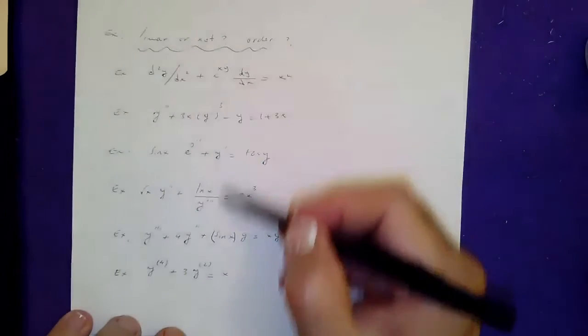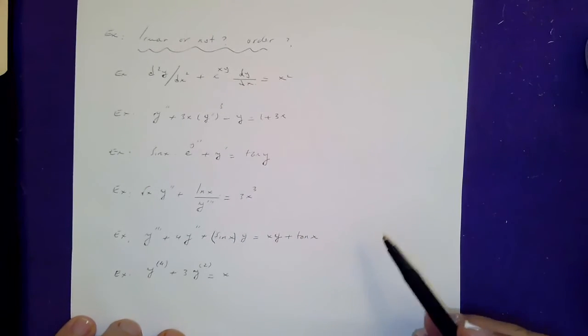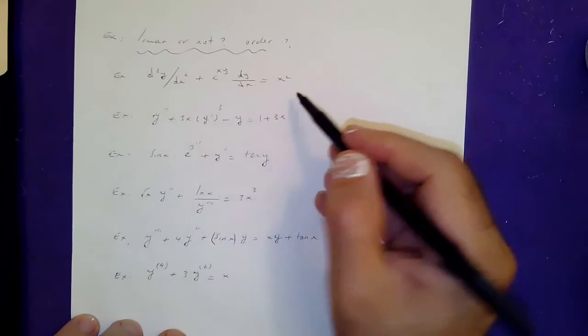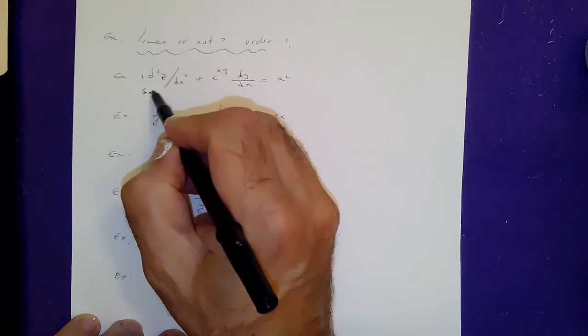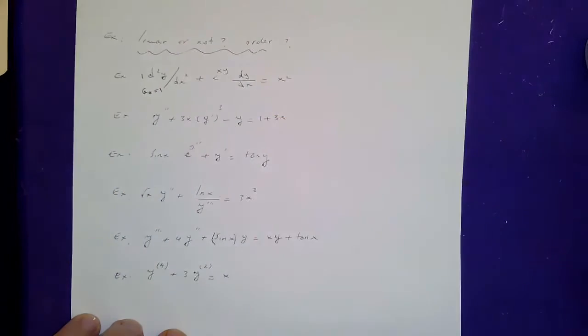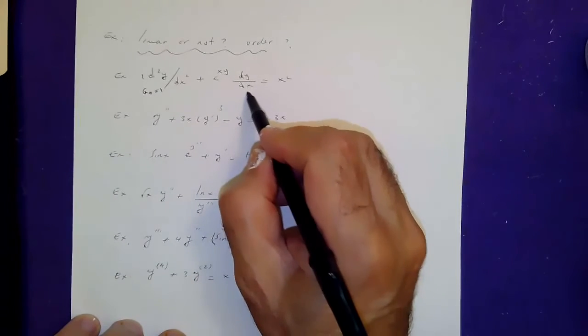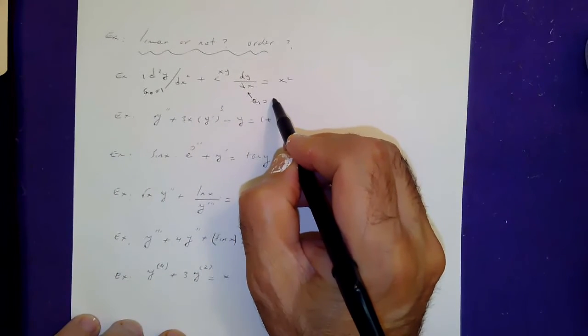Question, are these equations linear or not? Well, the first one looks like it's linear because a sub 0 is 1. Excuse me, a sub 1 is what?